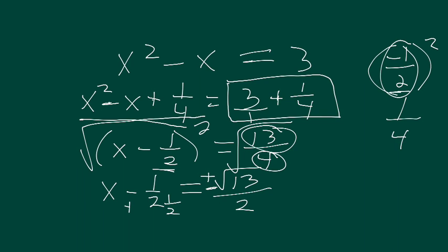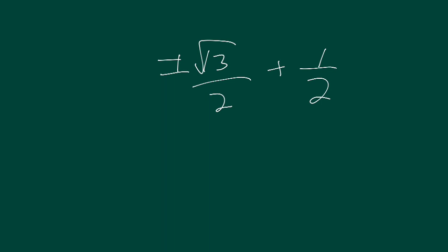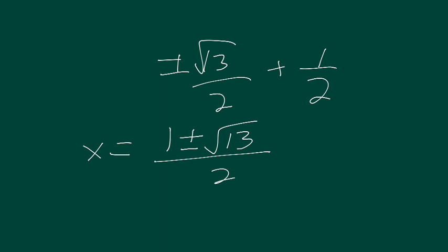Running out of a little space here. And because of the root there, we're actually going to put that 1/2 in front of the root, and I'll continue this on the next. So when we added 1/2, we had plus or minus the square root of 13 over 2, and then we added 1/2 to both sides. Because they have the same denominator, we can add the numerators. So the final answer would be 1 plus or minus root 13 over 2 as our answers for x.